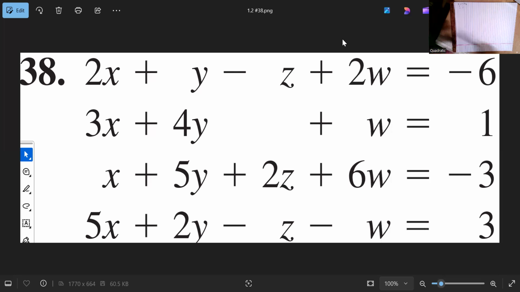I want the one x up on top. And then I'm going to switch row two with row three. And that's going to give me, and I'm just going to write the first column, 1, 2, 3, 5, and a bunch of other garbage.